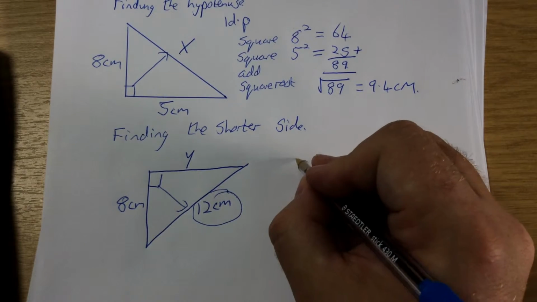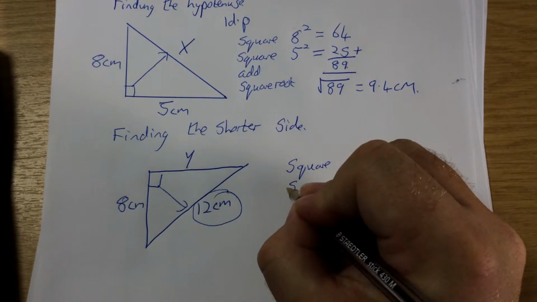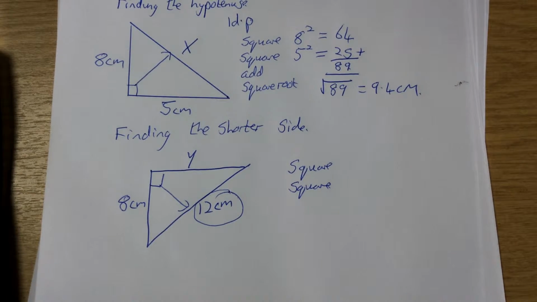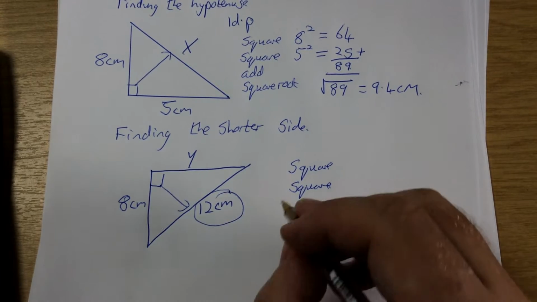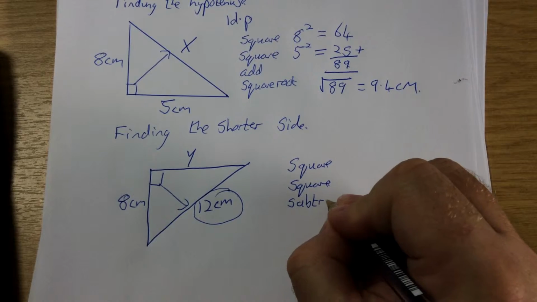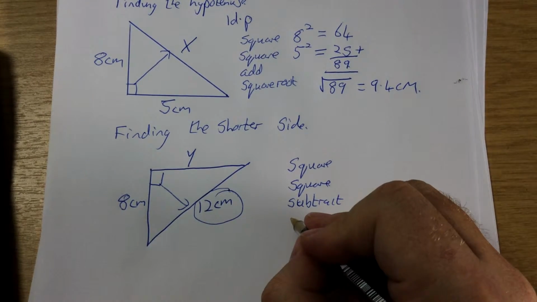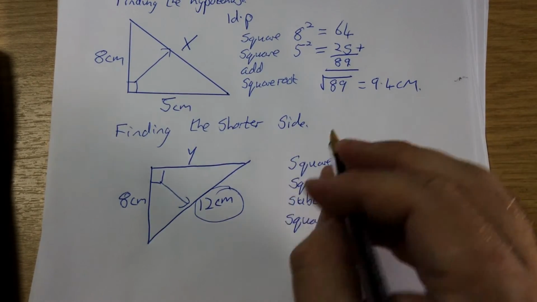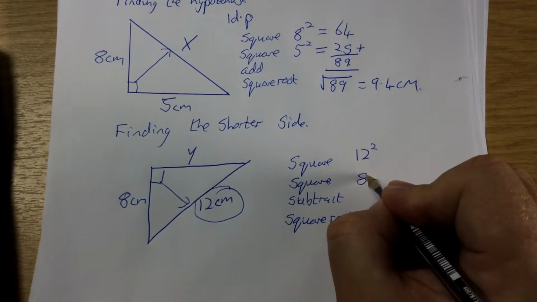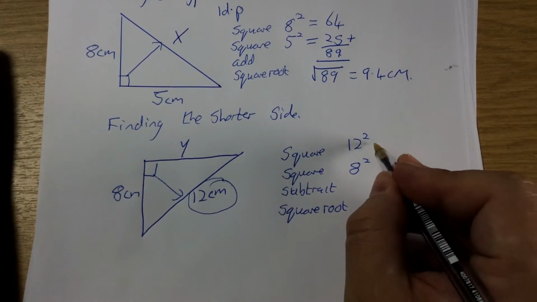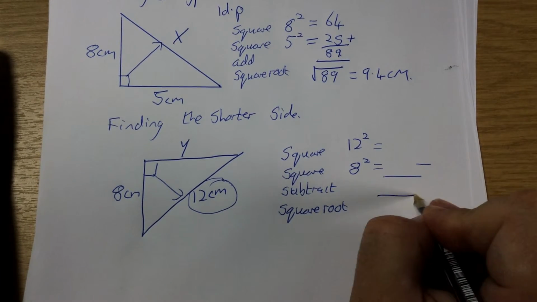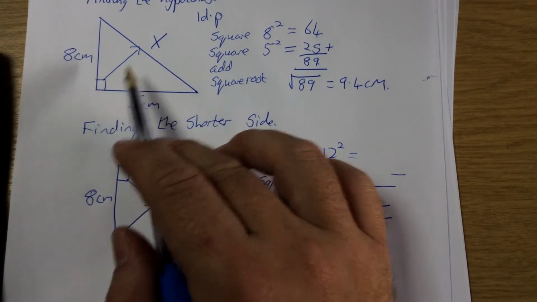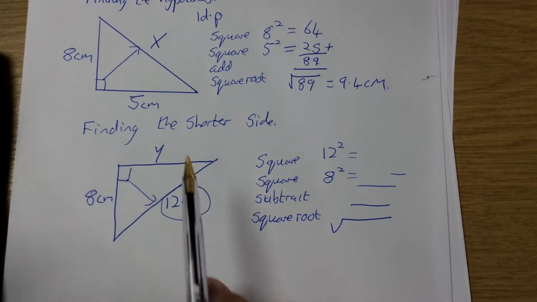So this time, I'm going to be doing square, square, and instead of adding, now I'm finding one of the other two sides. So it becomes square, square, subtract, square root, to find the shorter side. So when I'm working this one out, biggest number first, 12 squared, then 8 squared. Work them out. Subtract means take them away, and then square root the answer. So it's similar to last time. When you're finding the hypotenuse, it's add. When you're finding the shorter side, it's subtract.